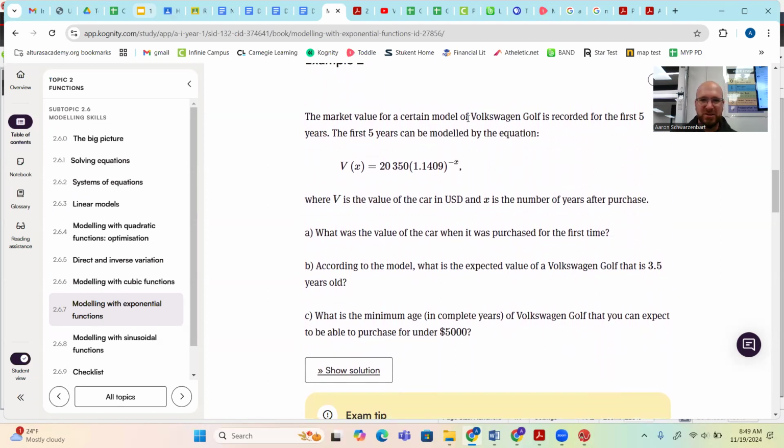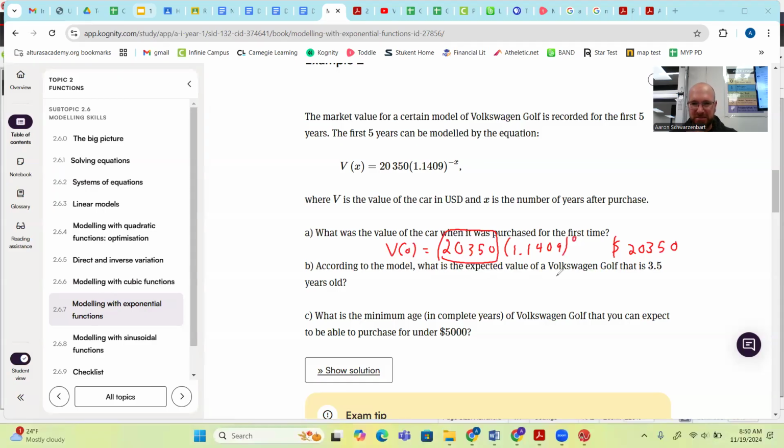Okay. The market value for a certain model of Volkswagen Golf is recorded for the first 5 years. The first 5 years can be modeled by this equation. What is the value of the car when it is purchased for the first time? Well, you can plug in zero for x here. B of zero. And so it's just this value. This is in dollars. Yes, US dollars. I guess I don't know how much it costs, but that's the value.